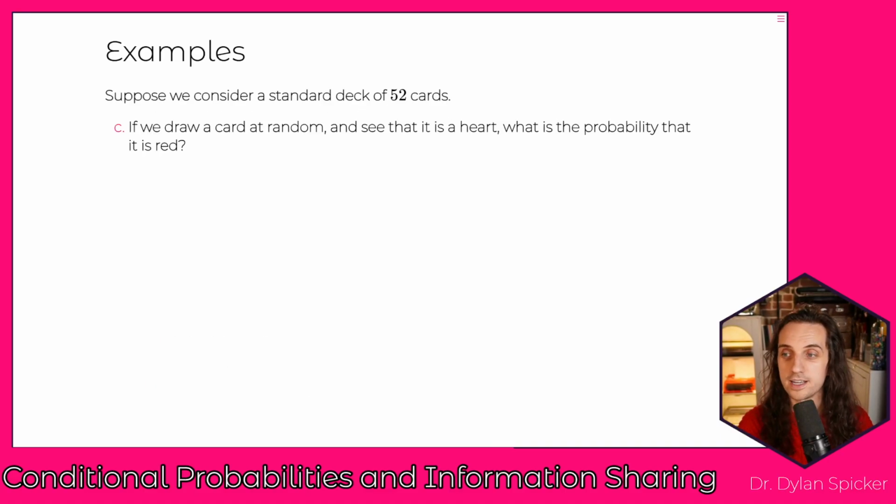Now, if we draw a card at random and we see that it's a heart, what's the probability that it's red? So I'm looking at this card. I tell you, this is a heart. What is the probability it's red? That probability has to be 100%, right? Because all hearts are red cards. And so it must be 1 because all hearts are red.